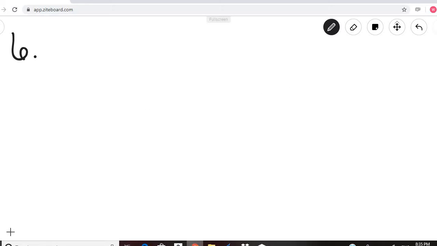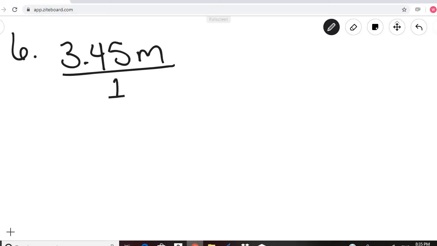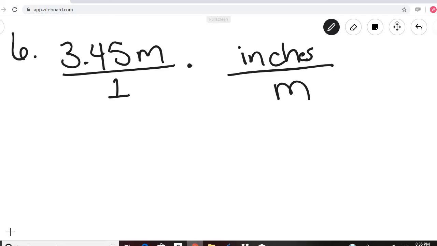Okay, number 6, an object has a length of 3.45 meters. What is its length in inches? Okay, so the 3.45 is the unit that we want to convert, so that's going to go over the number 1. And it says, what is the length in inches? So inches is going to go on top. And meters will go on the bottom. And, sorry, I skipped a step there.